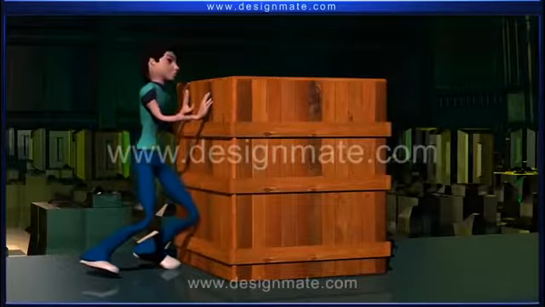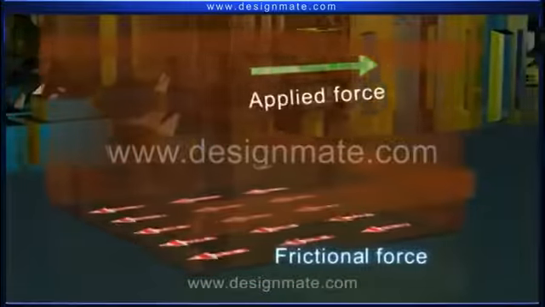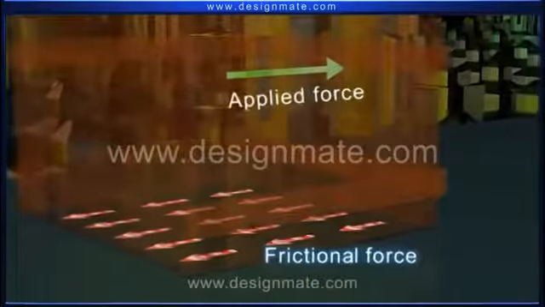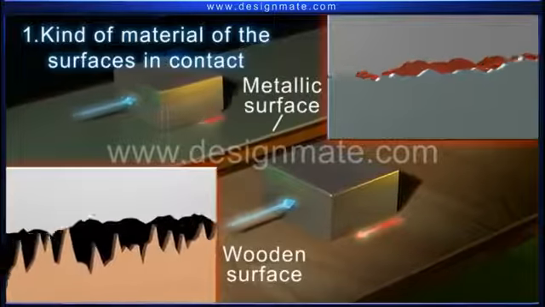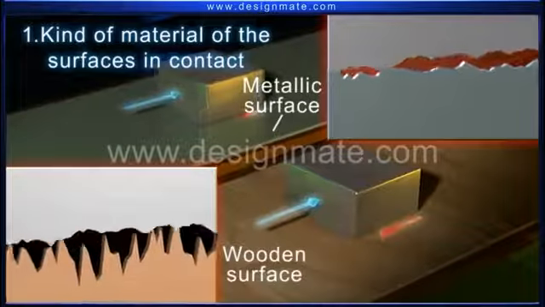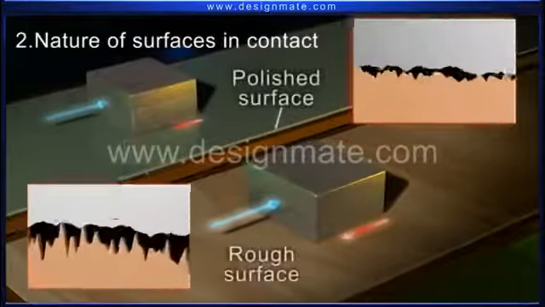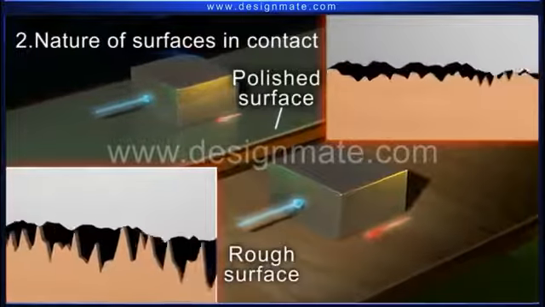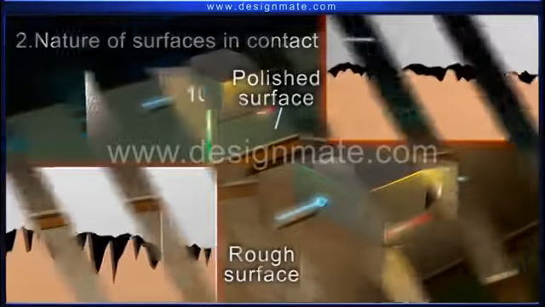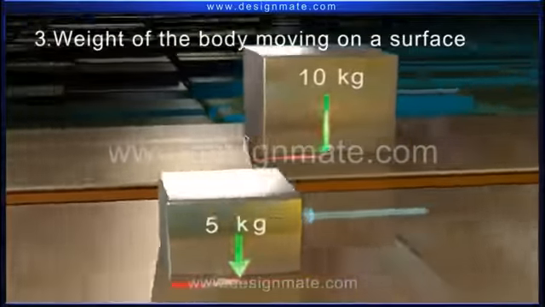We already know that friction is the force that opposes motion of one surface moving over another. We know that friction depends on 1, the kind of material of the surfaces in contact, 2, the nature of surfaces in contact, and 3, the weight of the body moving on a surface.